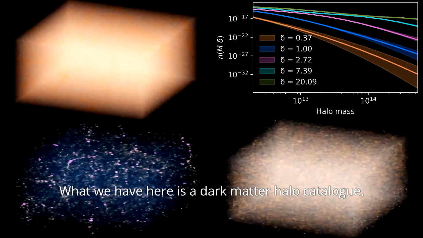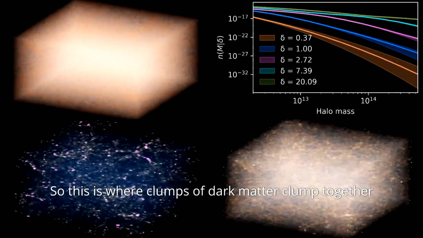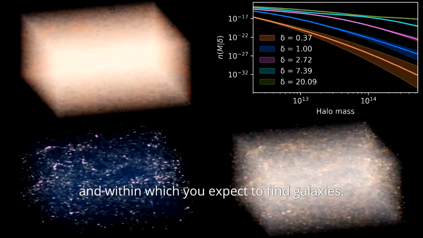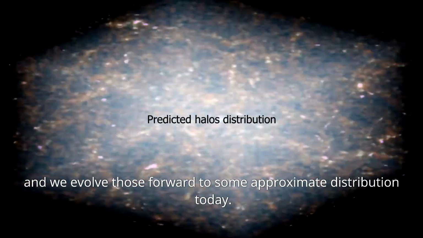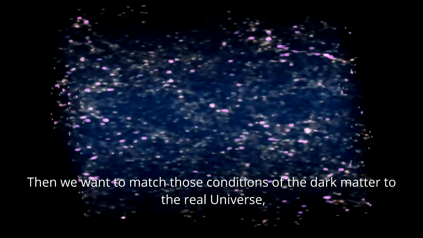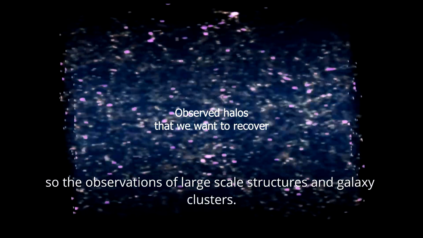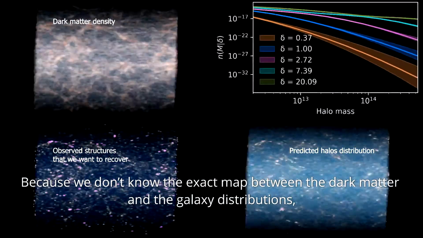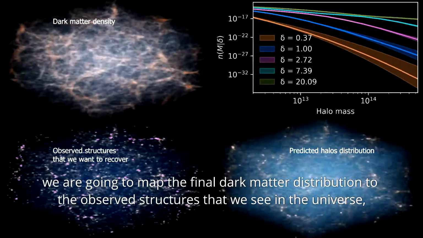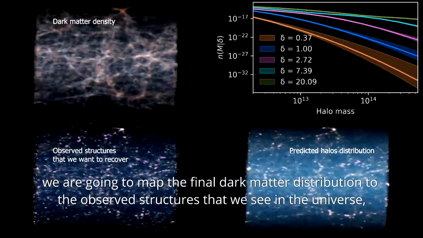So what we have here is the dark matter halo catalogue. This is where clumps of dark matter clump together and within which you expect to find galaxies. We start with some initial conditions of the dark matter density, and we evolve those forward to some approximate distribution today. Then what we want to do is match those conditions of the dark matter to the real universe, so the observations of large-scale structure and galaxy clusters. Because we don't know the exact map between the dark matter and the galaxy distributions, we're going to map the final dark matter distribution to the observed structures that we see in the universe.